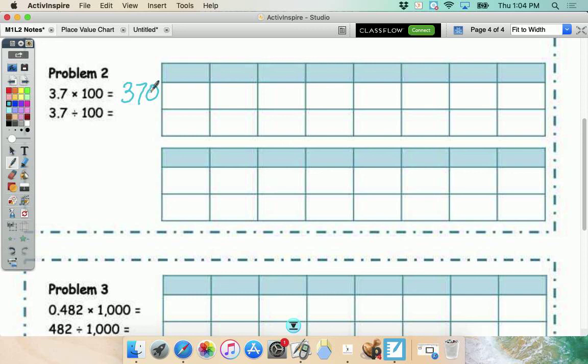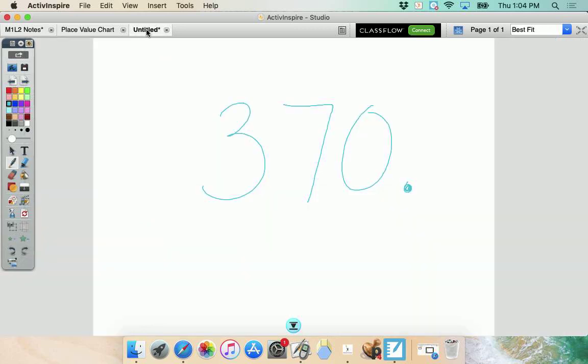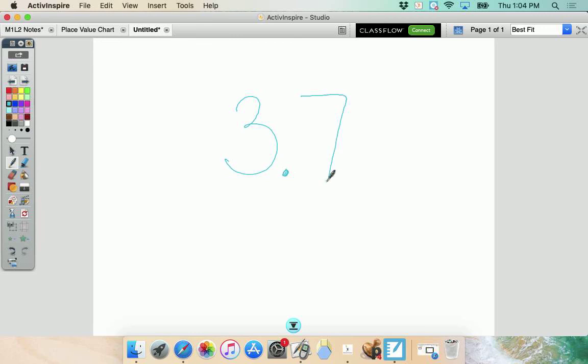Now let's do it again. Back to the blank page. Aren't you glad I came up with this blank page idea? And it's 3.7, right? Okay, this one's a little different. After you write it, put your stylus on the magnet, please. We're dividing by 100. Look at the anchor chart. Dividing by 100, left. So we're going to move it left. How many? 2 times.